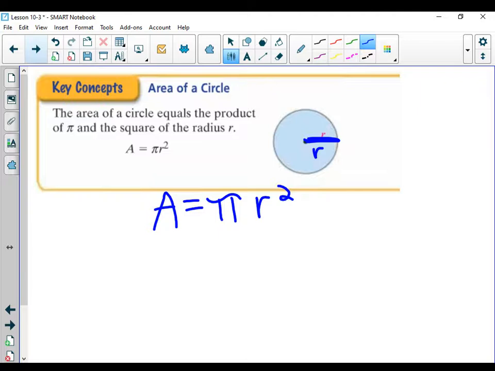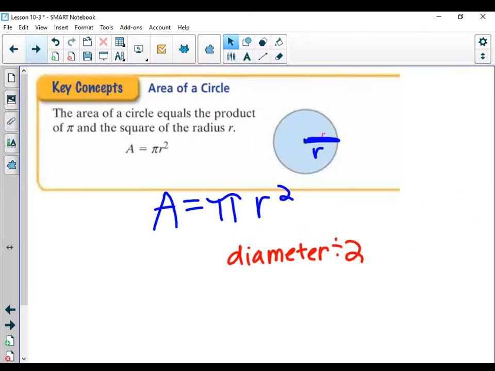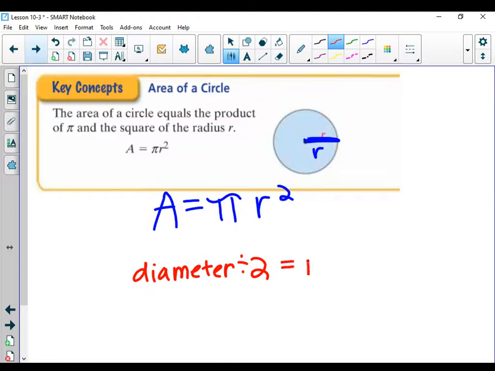Thank you, Preston. So we should probably write this down too. Diameter divided by 2 equals radius. We can only use radius for area. So if they happen to give you diameter, you have to take that number divided by 2 before you can put it in there.